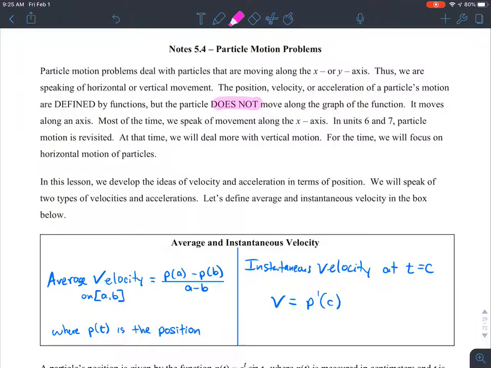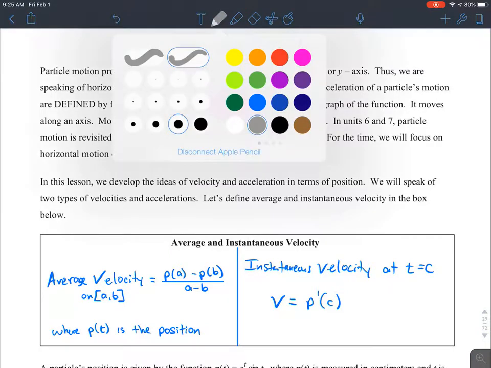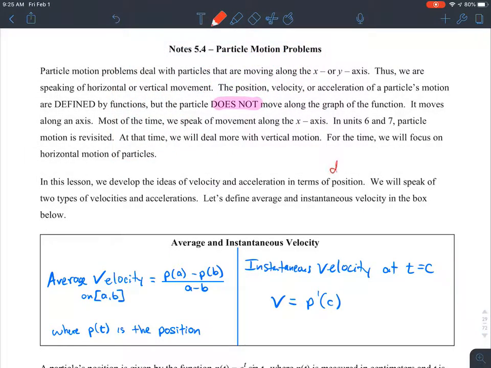In this lesson, we develop the ideas of velocity and acceleration in terms of position. Position is the same as displacement. Not the same as distance traveled. Displacement and position, same. Distance traveled, not same.